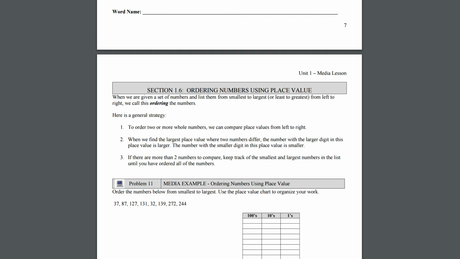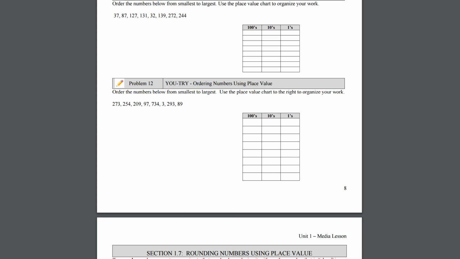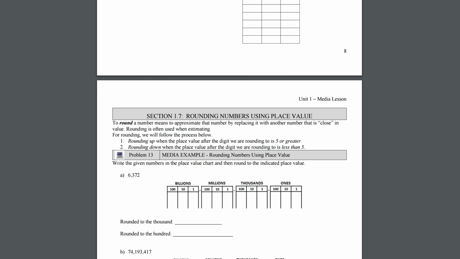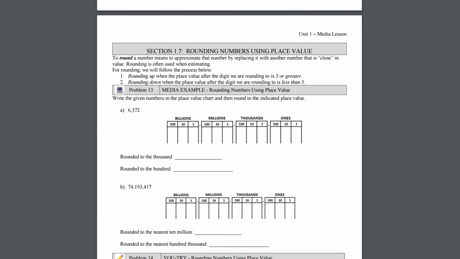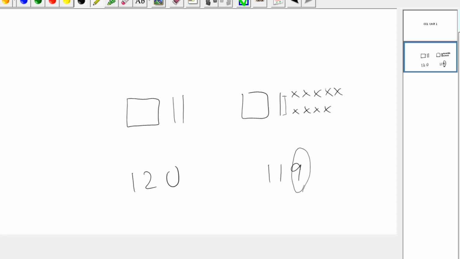And then we have rounding numbers using place value. We have them use place value charts here and round to different values. I still see students in upper level classes have problems with rounding, especially with decimals. Again, it can be a little bit easier with whole numbers, but you want to build these ideas now and extend them later.